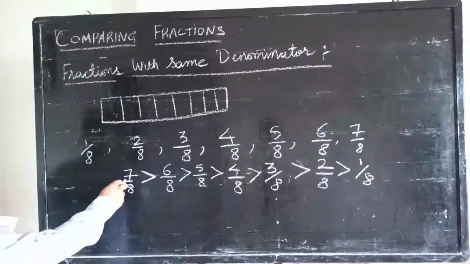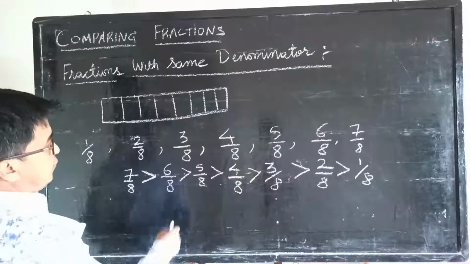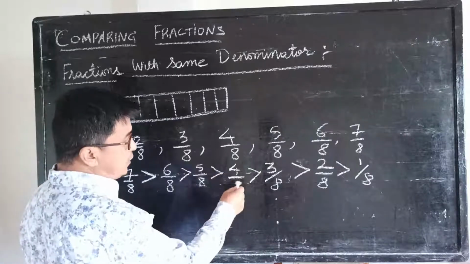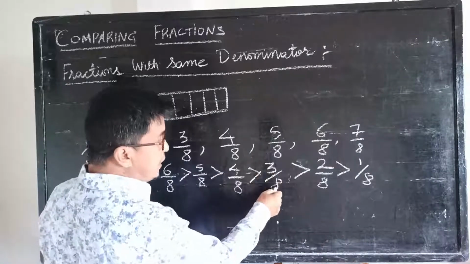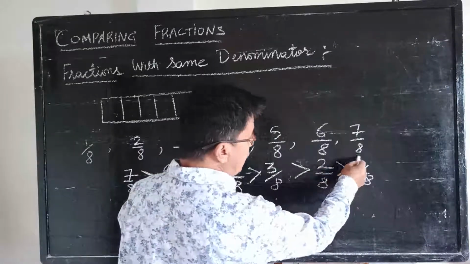So 7 upon 8 is more than 6 upon 8. 6 upon 8 is more than 5 upon 8. 5 upon 8 is more than 4 upon 8. 4 upon 8 is more than 3 upon 8. 3 upon 8 is more than 2 upon 8. And 2 upon 8 is more than 1 upon 8.